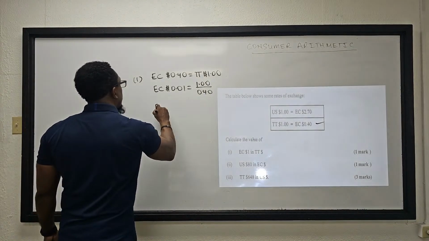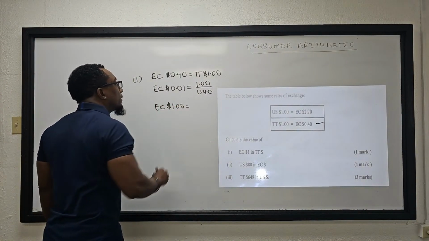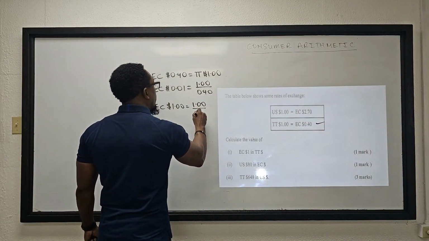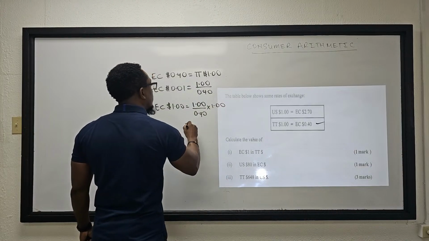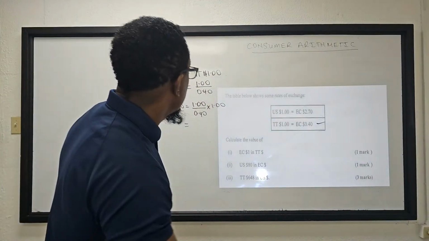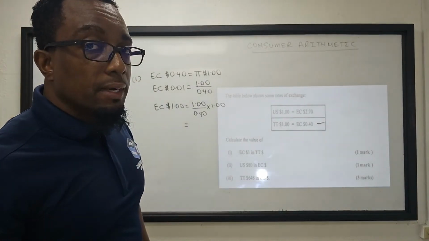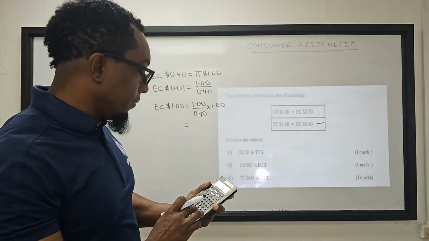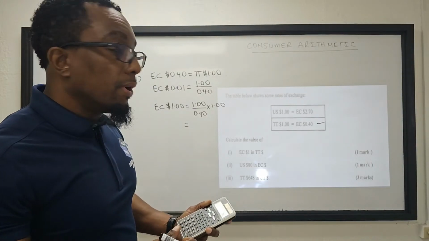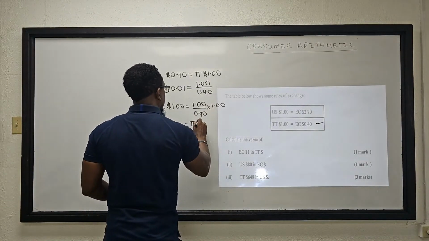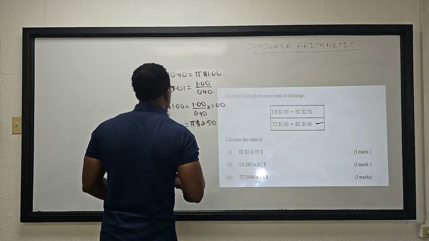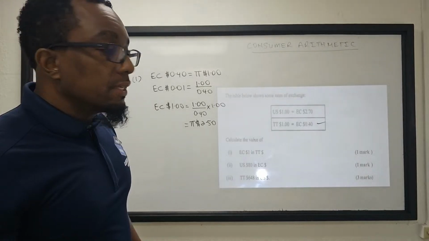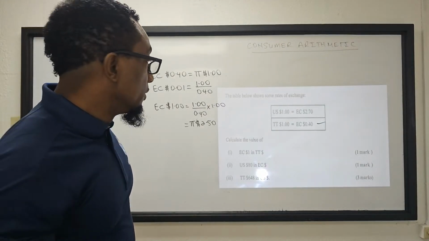So EC $1 will be equal to $1 over 40 cents times $1. Good? Let's work that out so we can determine what is EC $1 in TT dollars. So this is 1 divided by 0.4, multiplied by 1, which is TT $2.50. Right? So EC $1 is equal to TT $2.50, making the conversion. So that's part 2.